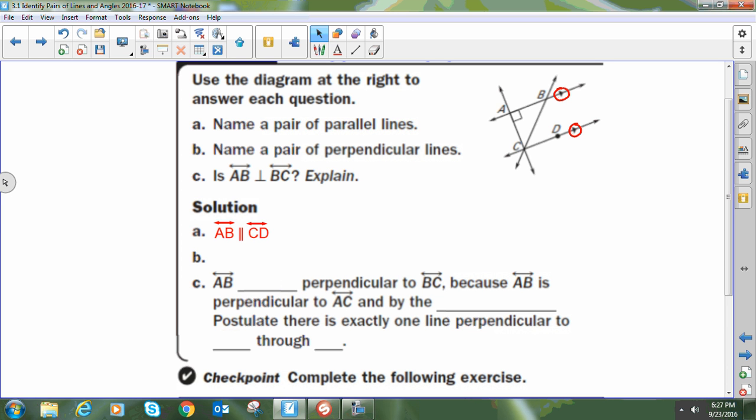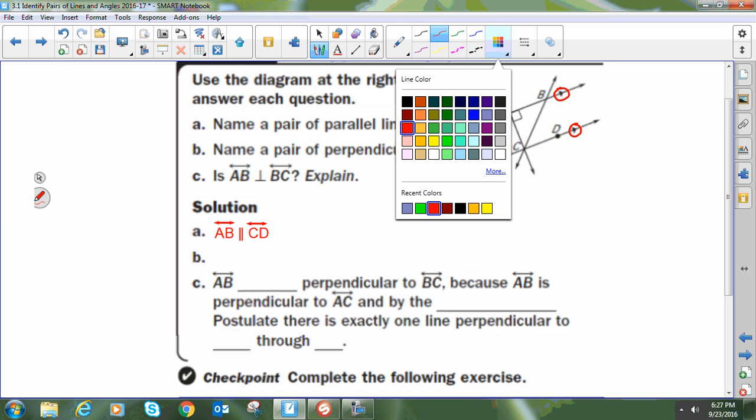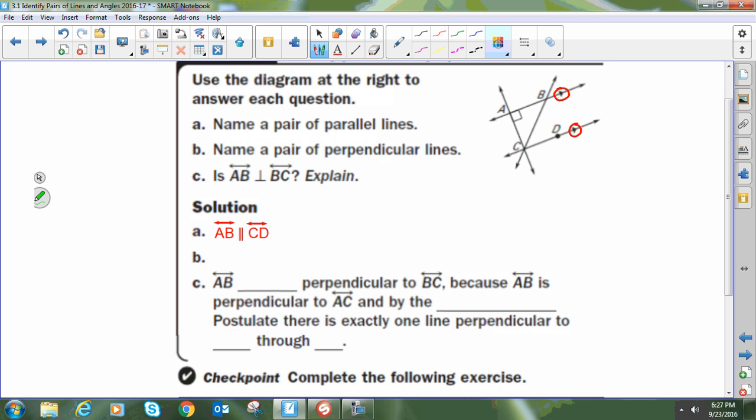So can we next determine something perpendicular to something else? Can I name a pair of perpendicular lines? And I absolutely can. Even though they're not telling me directly, they're using the symbols to show, hey, we have a right angle symbol there. So yes, I can conclude AB is perpendicular to AC.